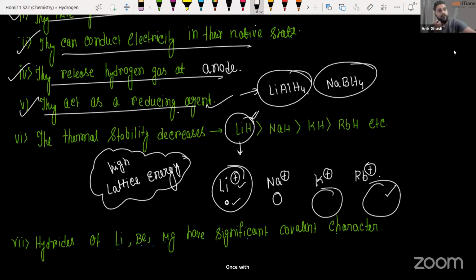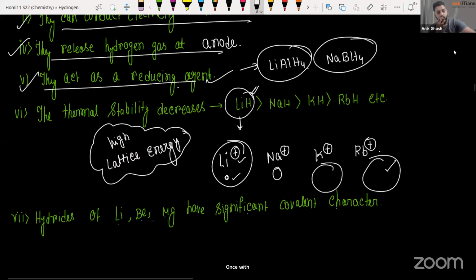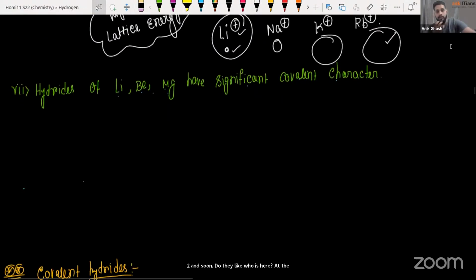Now, so guys, with high lattice enthalpy, LiH is very thermally stable, but Li2CO3 is not. Li2CO3 is very unstable, because it breaks into Li2O and CO2, and Li2O is the product. Correct. Anyway, very good.